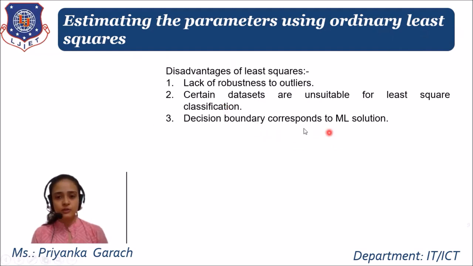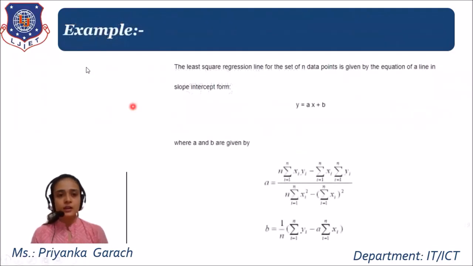Also, the decision boundary corresponds to the ML solution. So over here, among the disadvantages, we have to make the decision boundary, that in this particular region with this particular assumption my simple linear regression will work. The predefined assumptions will fall under the decision boundary. So let's start with the example of the least square.